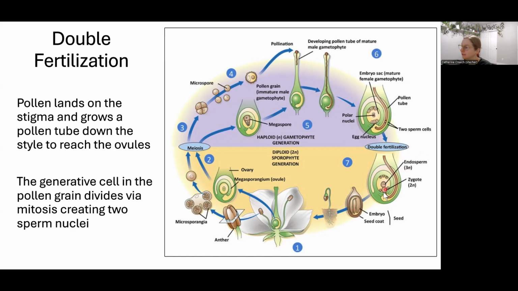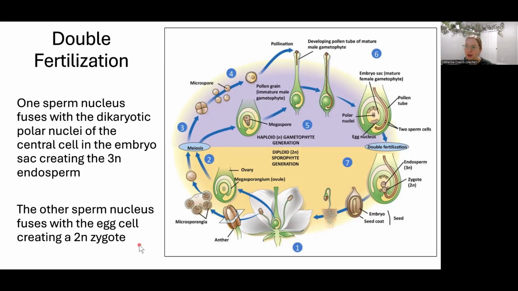The embryo is developed from the zygote, which was created by the fusion of the sperm and the egg. Here's the embryo. So that's the baby plant of the next generation. And then the whole thing is wrapped in a seed coat, which is made from integuments from the mother plant. Your little seed will land somewhere and it will germinate and it will grow into a whole new plant.